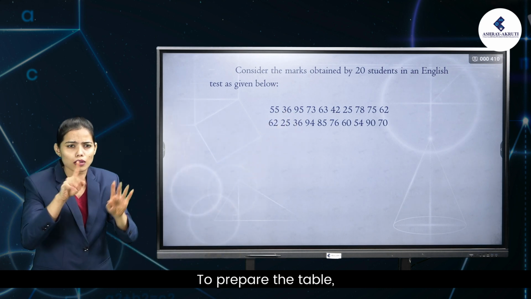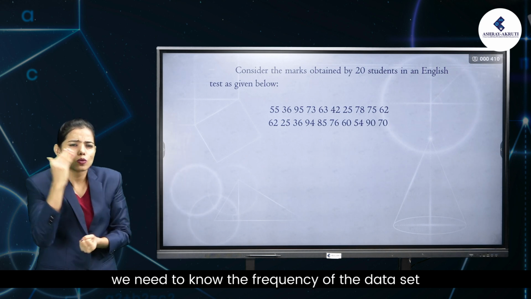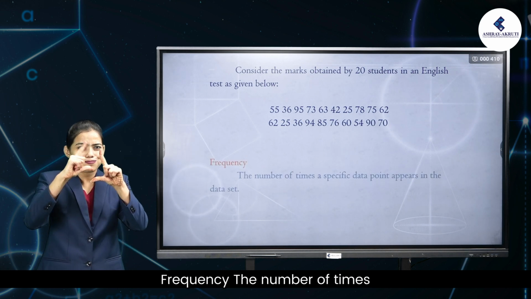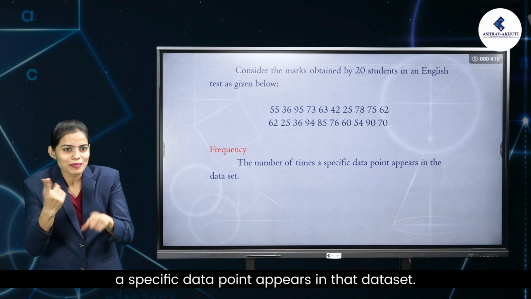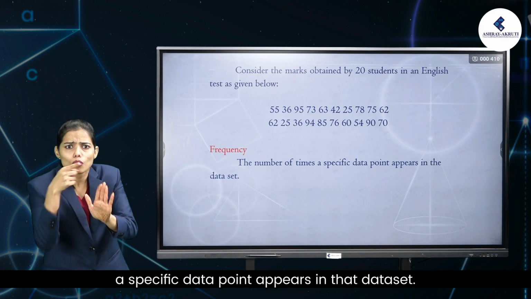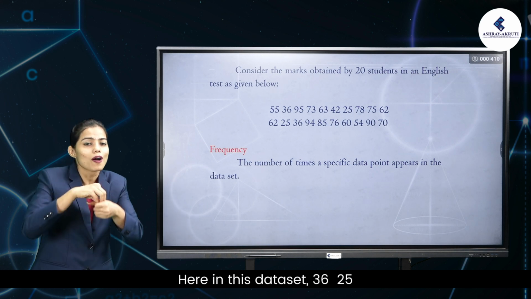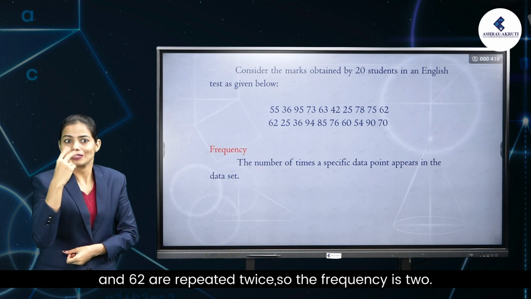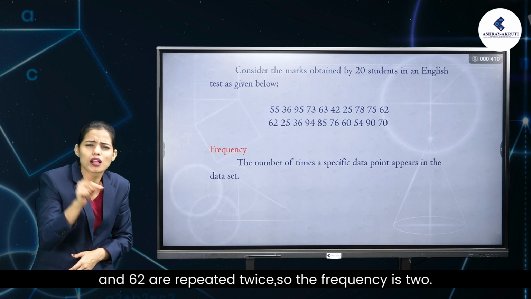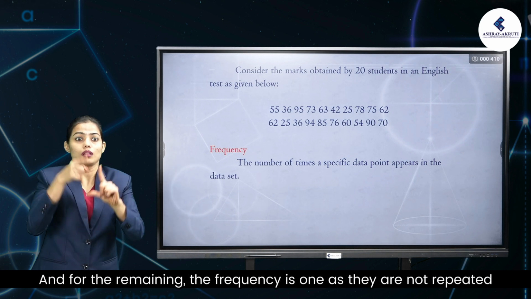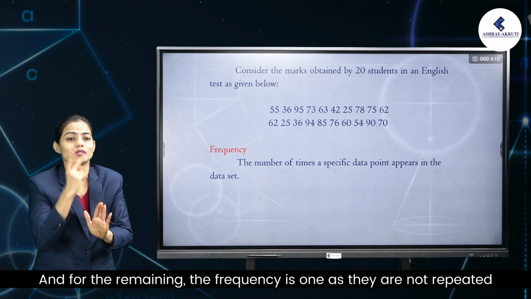To prepare the table, we need to know the frequency of the data set. Frequency is the number of times a specific data point appears in the data set. Here in this data set, 36, 25 and 62 are repeated twice, so the frequency is 2, and for the remaining the frequency is 1 as they are not repeated.